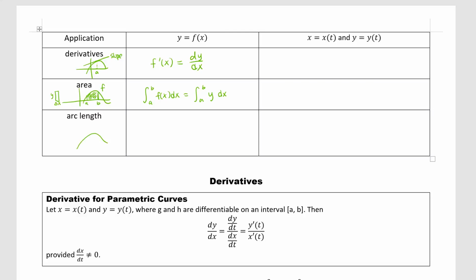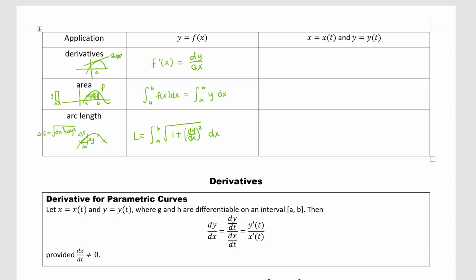How about arc length? What's arc length? Well, you cut the curve into small pieces and then you sum them up. So this is the change of x, this is the change of y, and the change of s equals the square root of change of x squared plus change of y squared. And that's why the arc length, L, is the integral from A to B of the square root of 1 plus dy dx squared dx. This is our arc length formula. Do you remember?